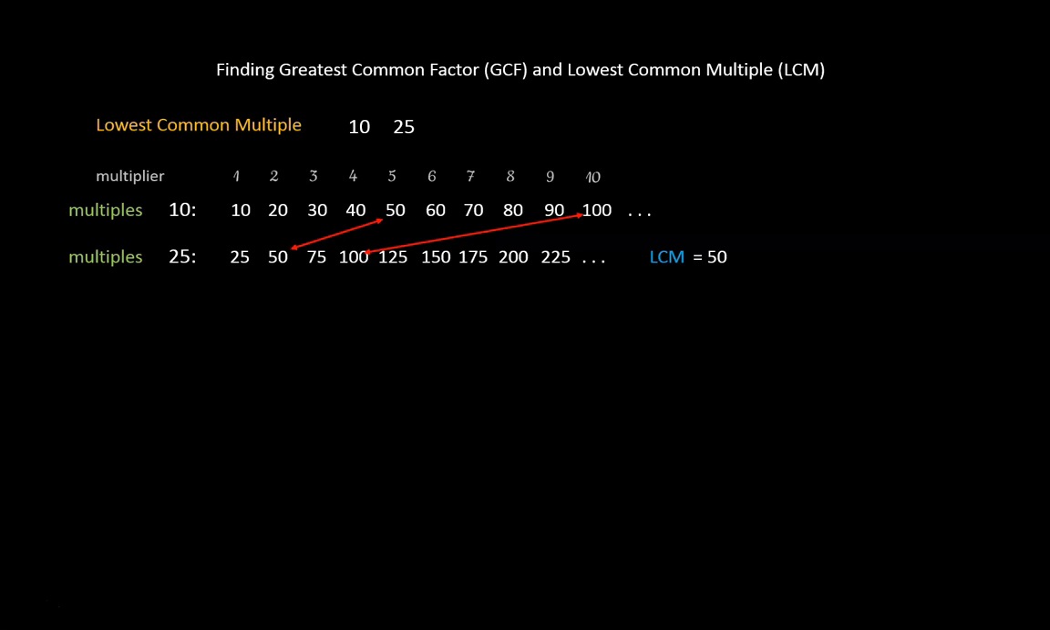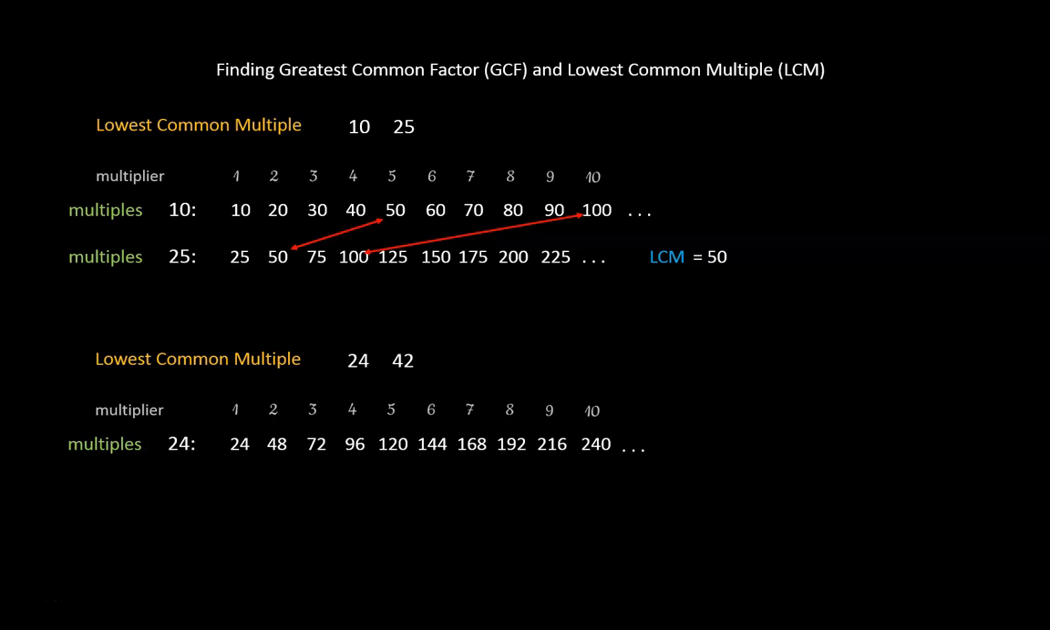LCM equals 50. Let's do one more using 24 and 42, the same numbers as before. Multiples for 24, the multipliers. Here are some of the multiples of 24, and here are multiples of 42. We now compare where they are in common. We have 168 in common, and that's the only one here. LCM equals 168. Any other common multiple will be greater than this and therefore of no interest for us.